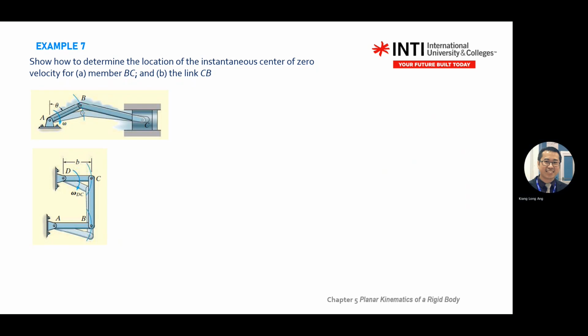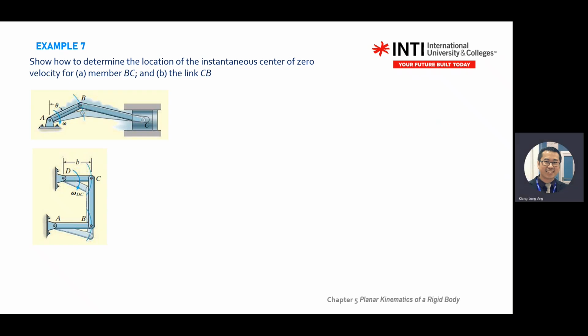Let's look at A. The diagram gives you two links, AB and BC. When the omega is moving in the clockwise direction, B will move in a circular motion. C will move in a linear motion. Then again, focus on the question. The question asks you to focus on BC.